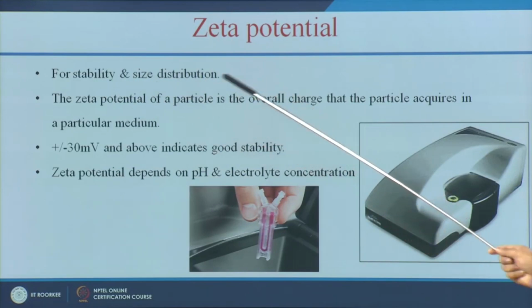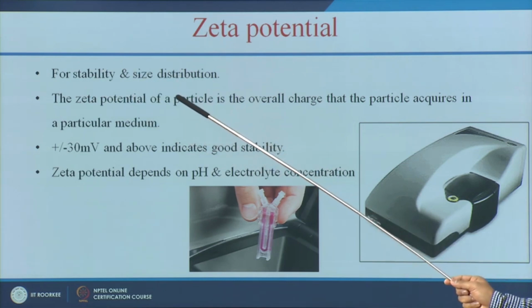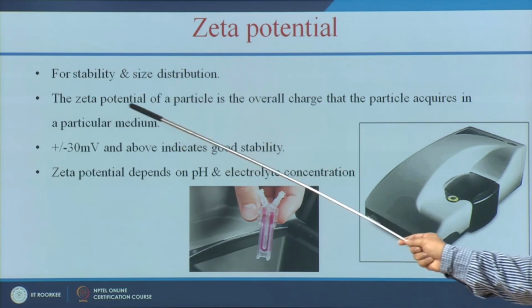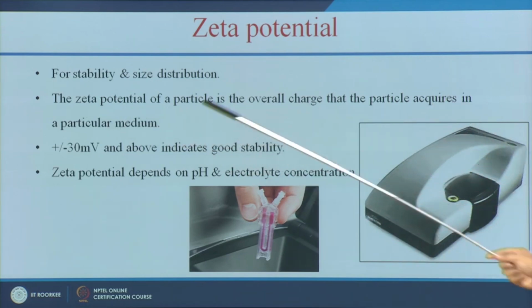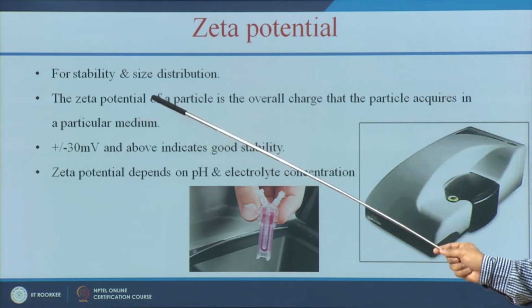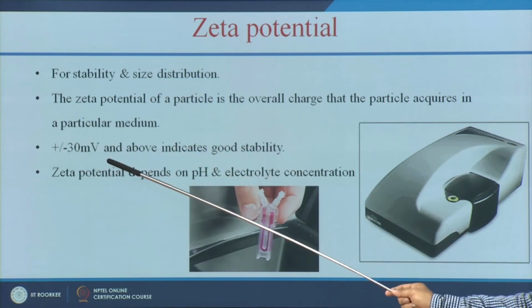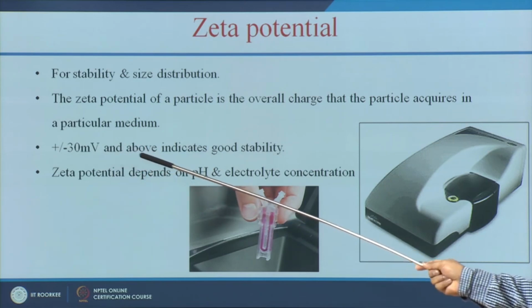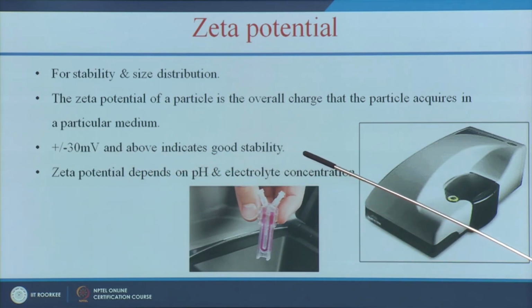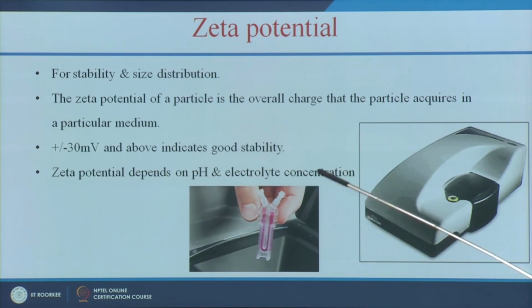The stability of the nanoparticle can be studied by using zeta potential measurement. So what is zeta potential? The zeta potential of the particle is the overall charge that the particle acquires in a particular medium. The zeta potential value should be plus or minus 30 millivolt, or above plus or minus 30. That indicates good stability of the nanoparticle.